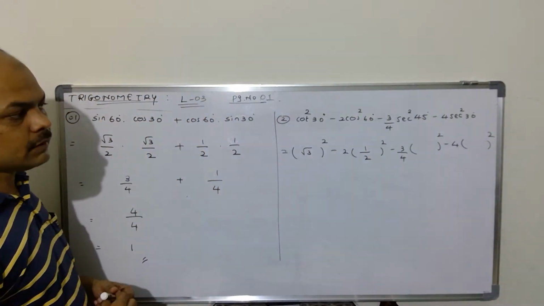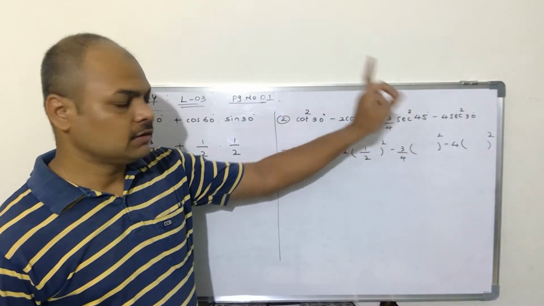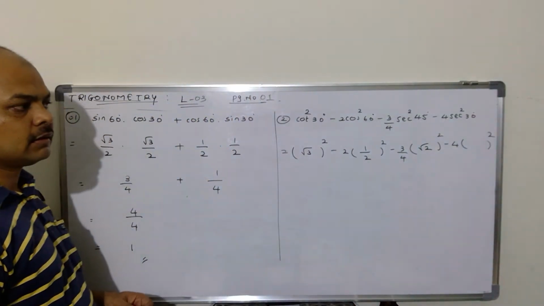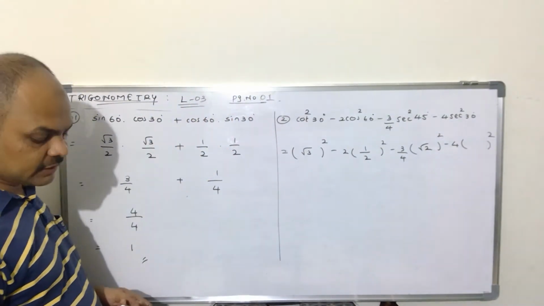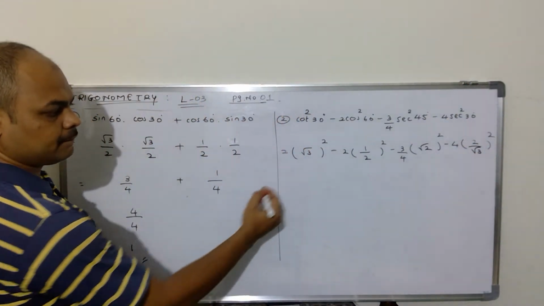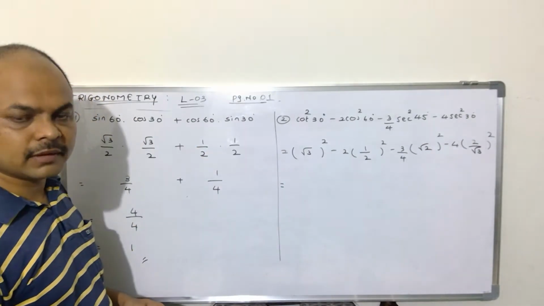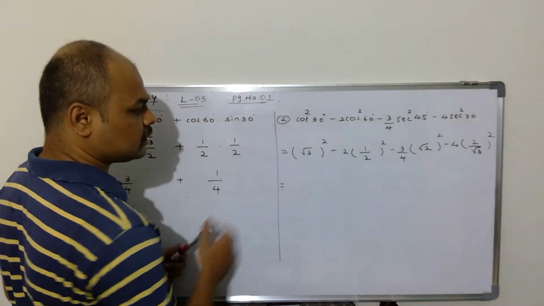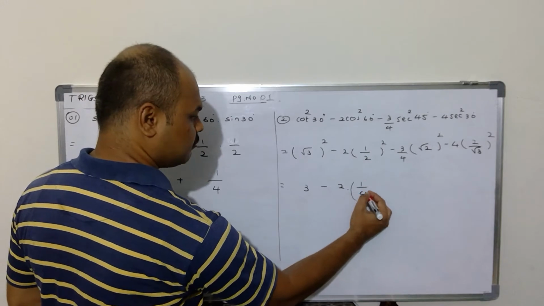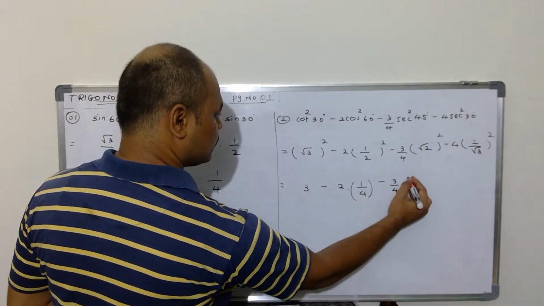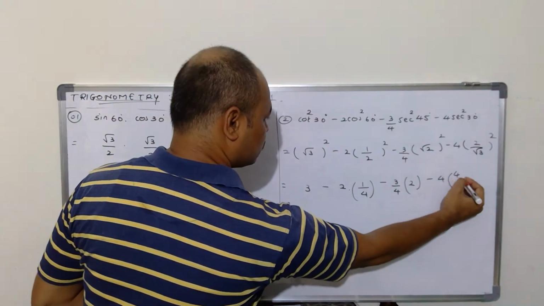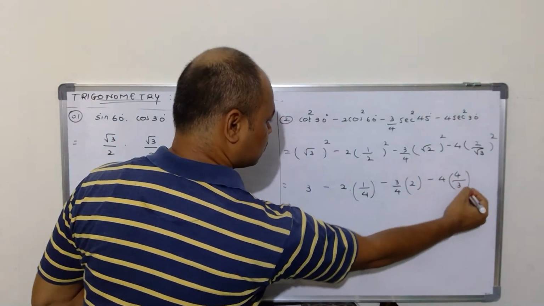On the same line I have sec 45 degree. The value of sec 45 is root 2, that will look like root 2 whole square. And we have sec 30 degree. The value of sec 30 is 2 upon root 3 and the whole square. Now after putting these values, let's simplify. The value of root 3 square is 3, minus 2 into 1 upon 2 square, which is 1 upon 4. Root 2 square is 2, 2 square is 4, and in the denominator root 3 square is 3.